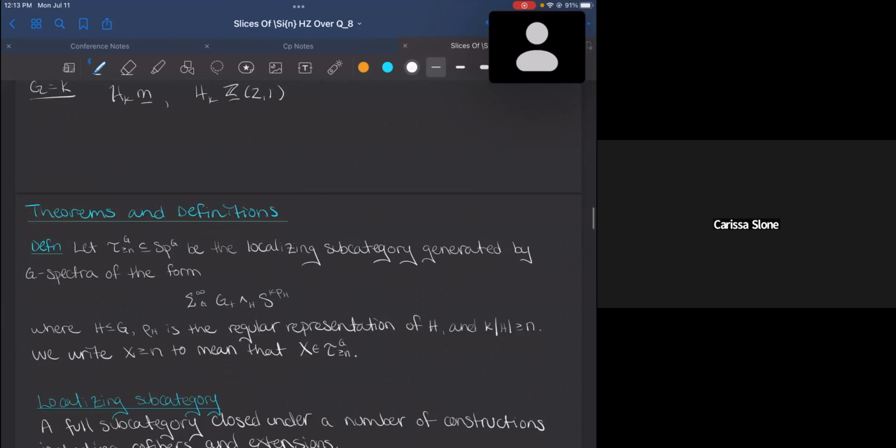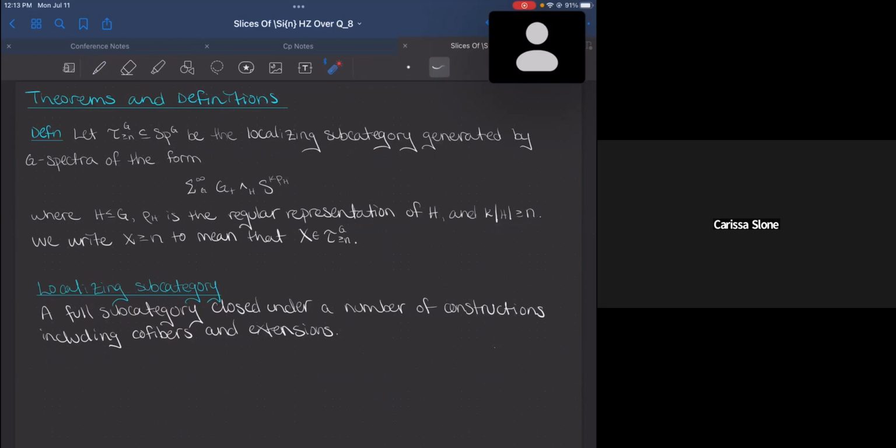Now that the background's done, we're ready for theorems and definitions. We're going to start by defining what the slice filtration is. So we're going to let tau at least n G, contained in the category of genuine G spectra, be the localizing subcategory generated by G spectra of this form, where H is a subgroup of G, rho H is the regular representation of H, and k times the order of H is at least n. And we're going to write X at least n to mean that X is in tau at least n G.